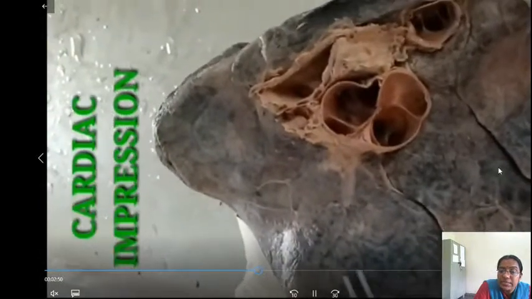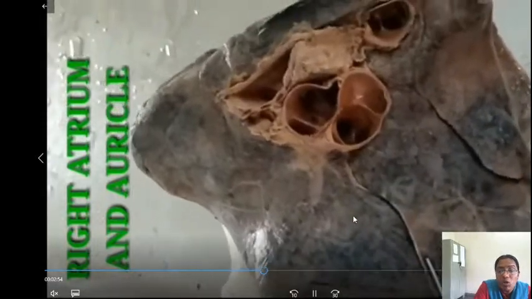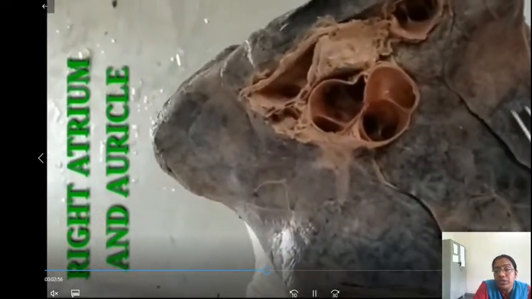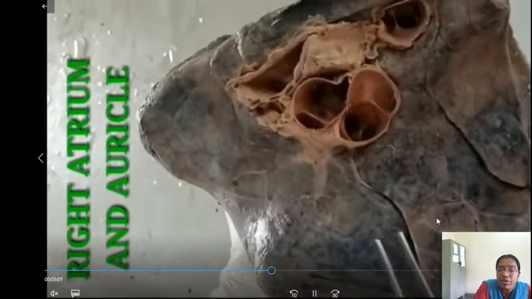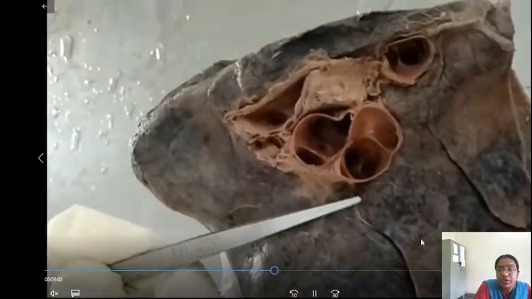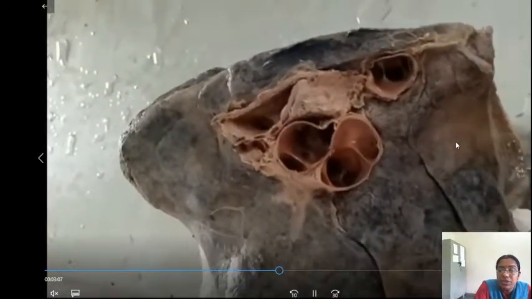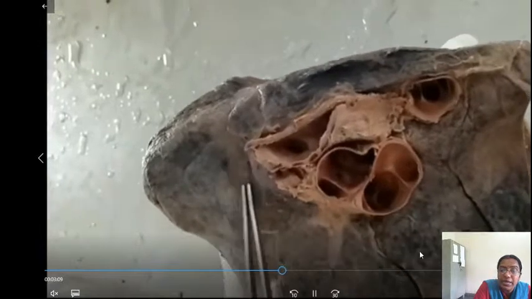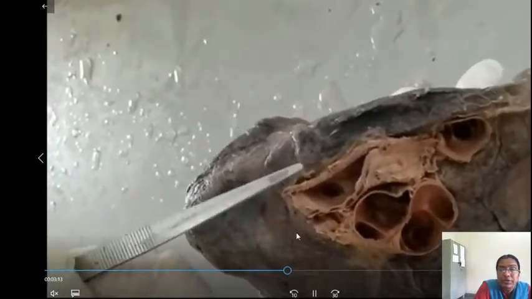Next, at this part is the cardiac impression, that is the impression of the right atrium along with the right auricle. So here a part of the ventricle also comes: right atrium, right auricle, a part of the ventricle. Superior vena cava impression, inferior vena cava impression, next here the cardiac impression, and the impression for the azygos vein.